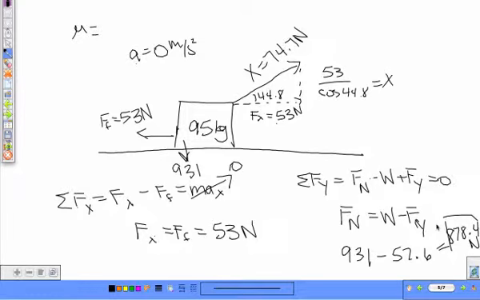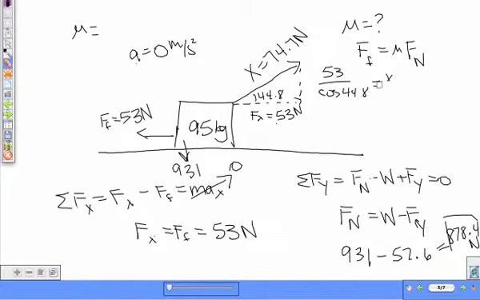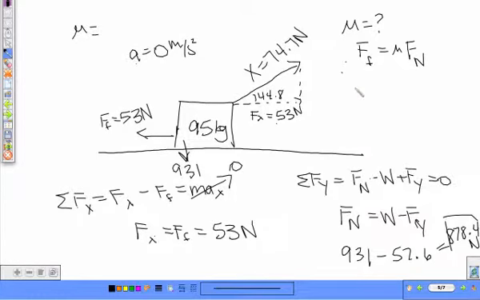And now, just for kicks and giggles, what would mu equal then? Because F of f is equal to mu times the normal force. That's our equation for friction right here. And so we take 53 divided by the normal force and get 0.06. There you go.